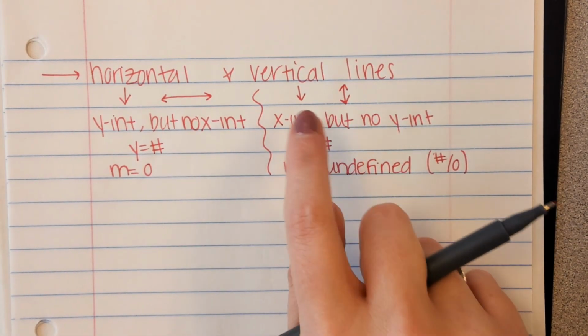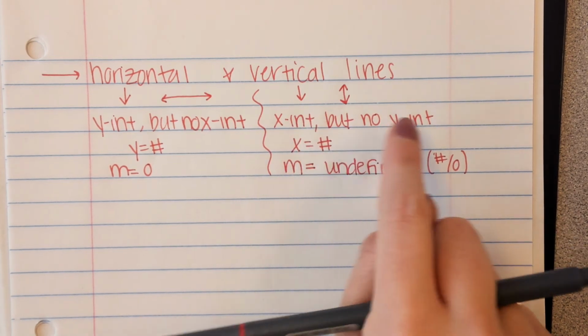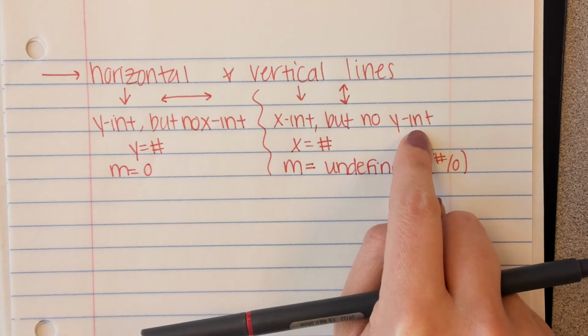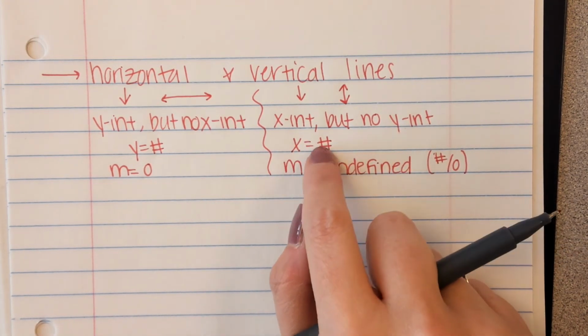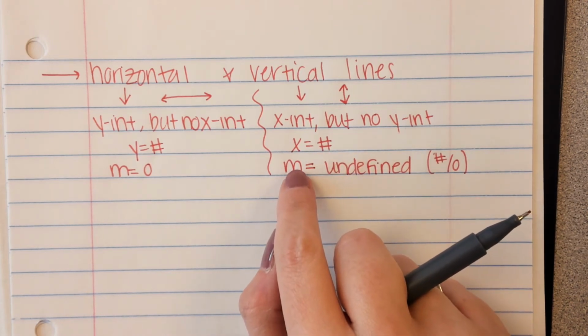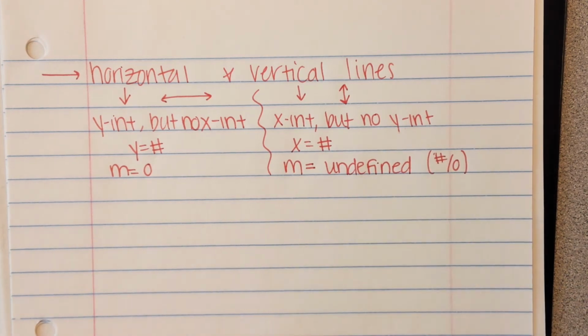A vertical line is the opposite. A vertical line is up and down. You have an x-intercept but no y-intercept. That means it never touches the y-axis. It runs parallel. The equation will be x equals a number. You put that point on the x-axis and go straight up and down. And if you try to find the slope, it will be undefined. You'll have some number over 0.